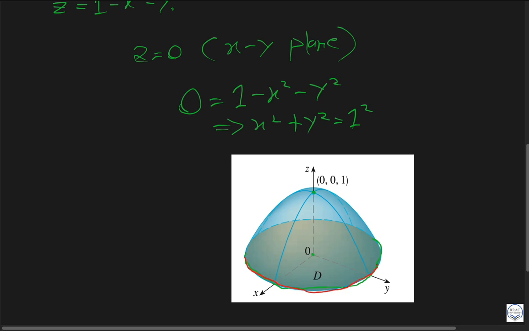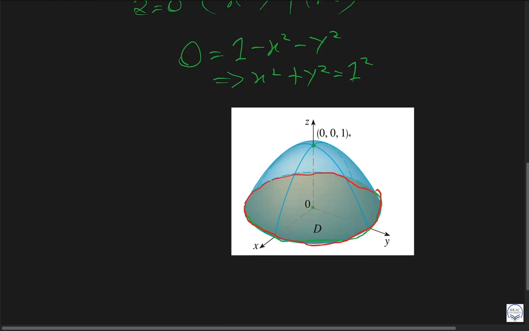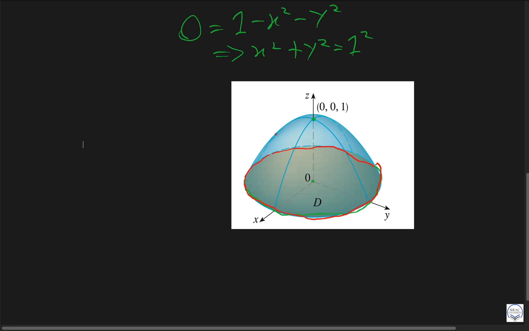So we get this circle at z equals 0, or at the xy plane, and this circle has the equation x squared plus y squared equal to 1. And this is what we need in order to do the integration. We're really only concerned with the region of integration, which is on the xy plane. So it's actually a 2D diagram. We have a full circle, and this is our domain D.